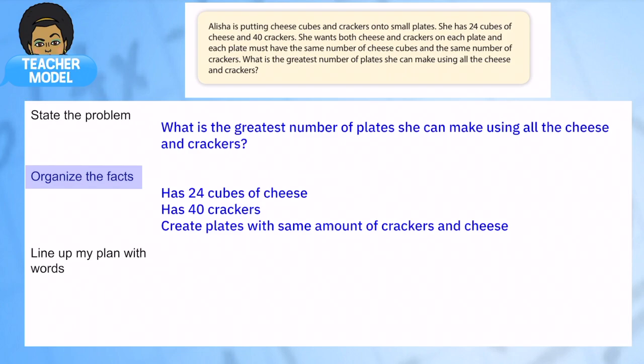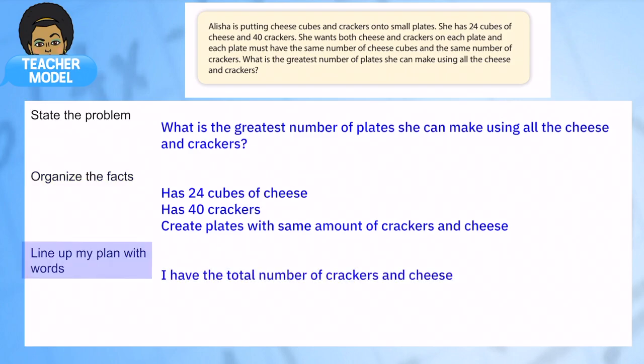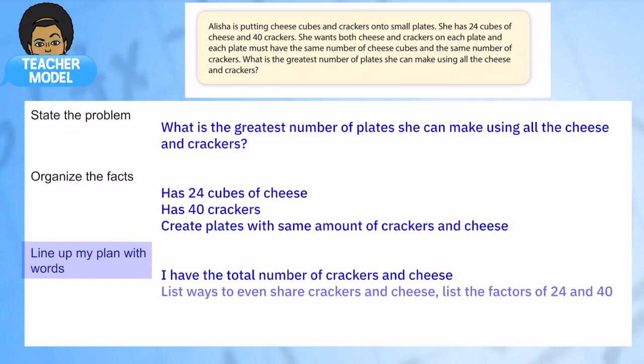If there are 5 crackers on one plate, there are 5 crackers on another. If there are 5 crackers and 2 pieces of cheese on one plate, there are 5 crackers and 2 pieces of cheese on another plate. So here's my plan. Since I know that we're starting off with all the crackers and cheese we have, we're going to list all the ways to evenly share the crackers and cheese by listing the factors of 24 and 40. Take 30 seconds to jot this down in your notes.